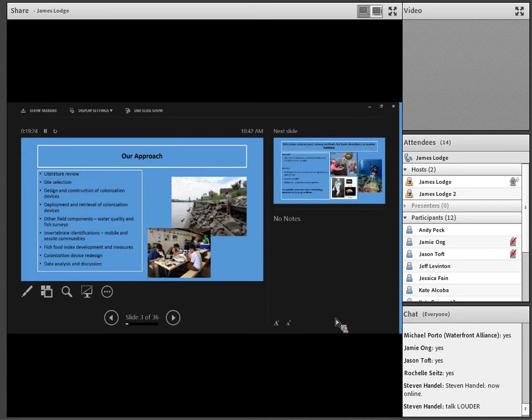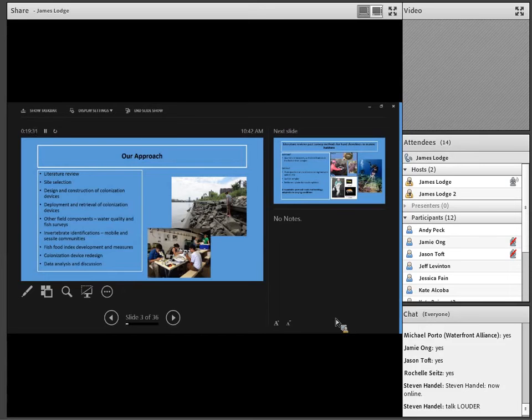We designed and constructed sampling devices in order to assess communities that are colonising these habitats. We deployed them and retrieved them. At the same time, we were measuring water quality components and doing some fish surveys as well to try to cross-validate potential changes in biological communities with abiotic variables and higher organisms.